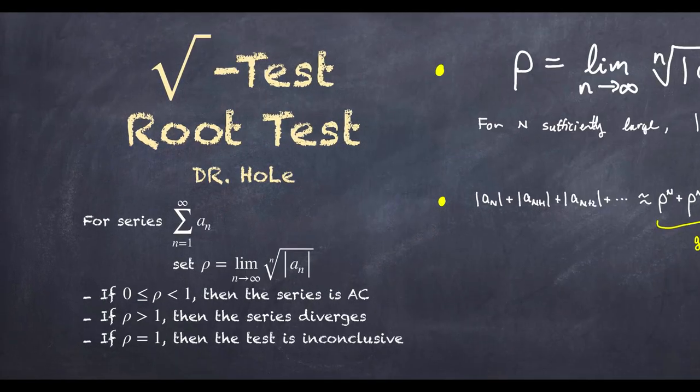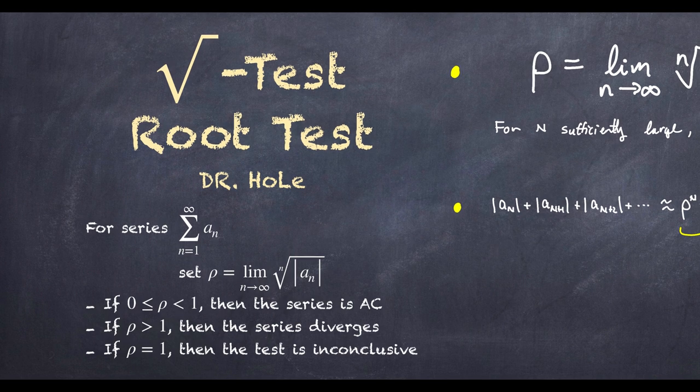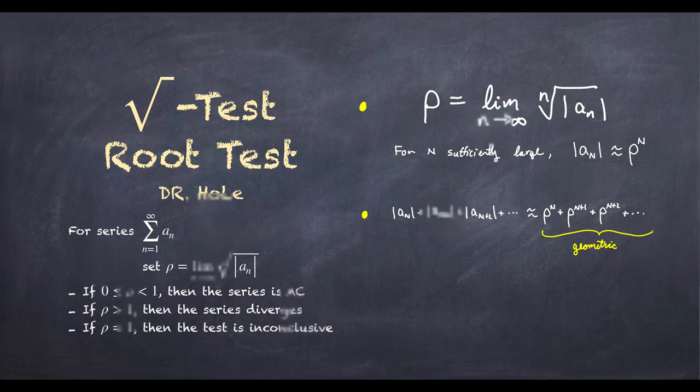The statement of the root test is very similar to the statement of the ratio test. We define a rho in a limit using the terms of the sequence. Here we're doing the nth root of the absolute value of the terms. And the three statements, three conclusions, are identical. The proof is very much related to the ratio test proof.